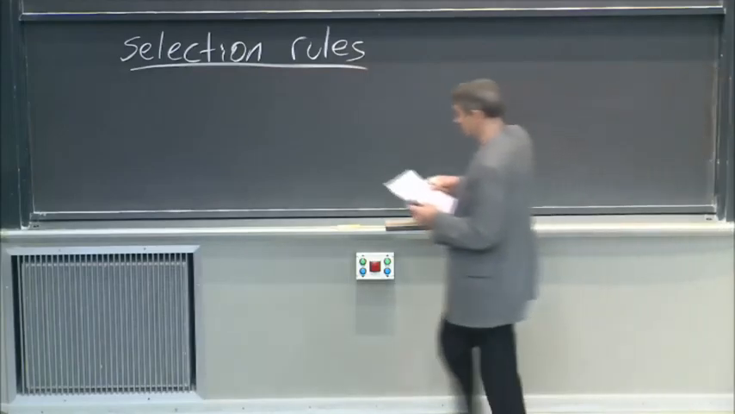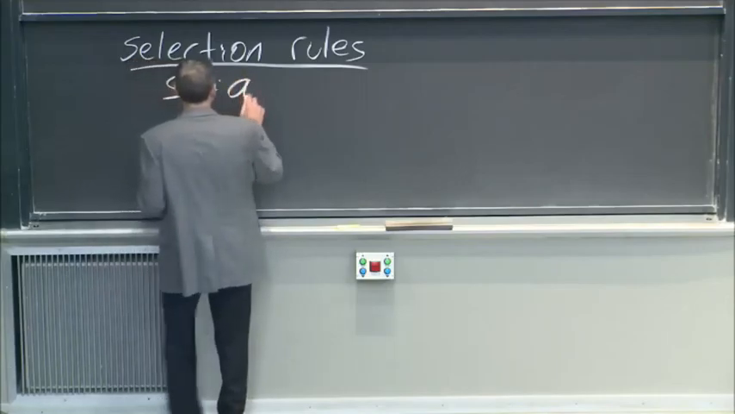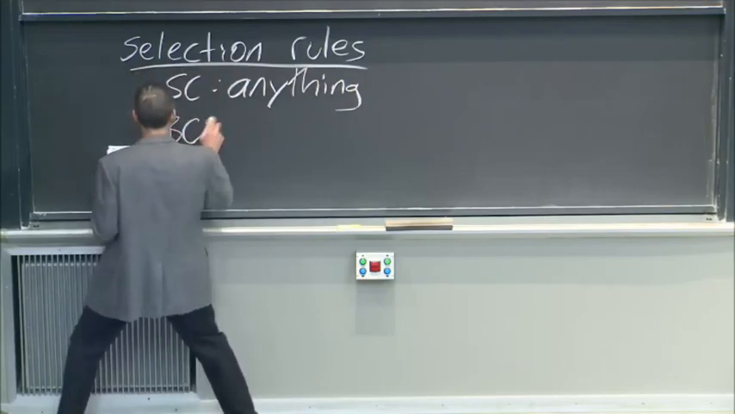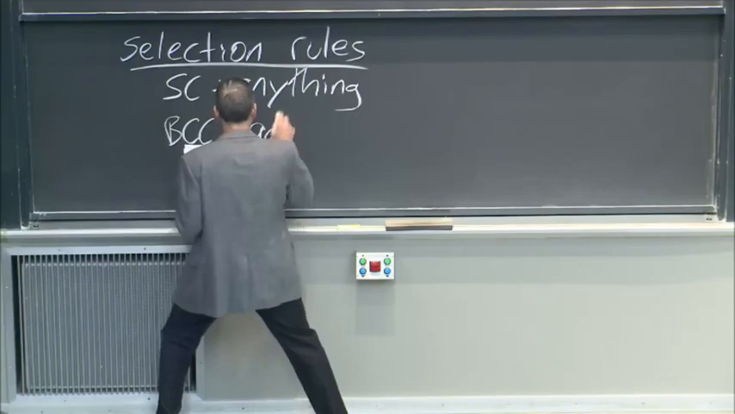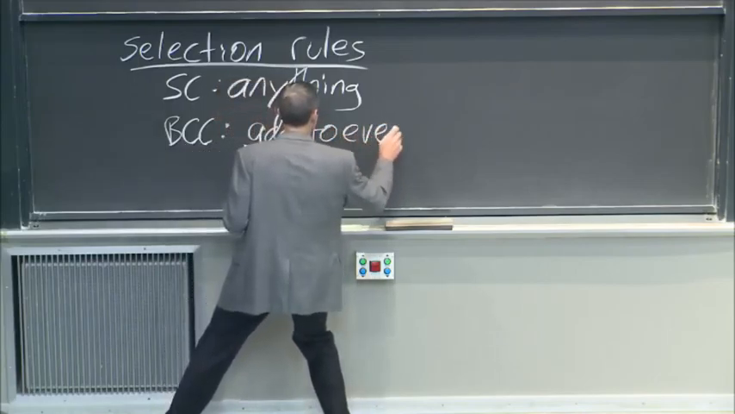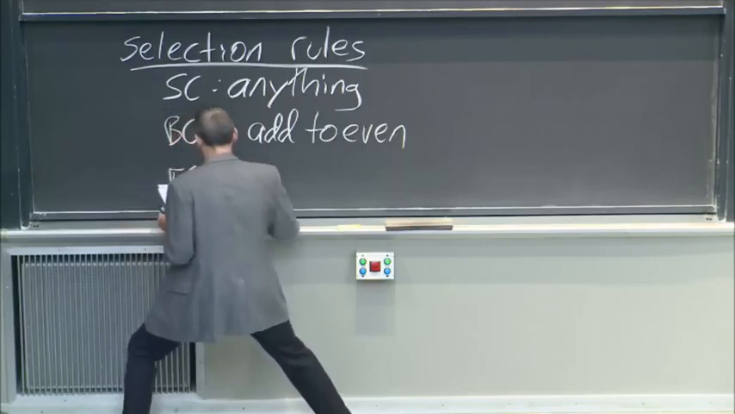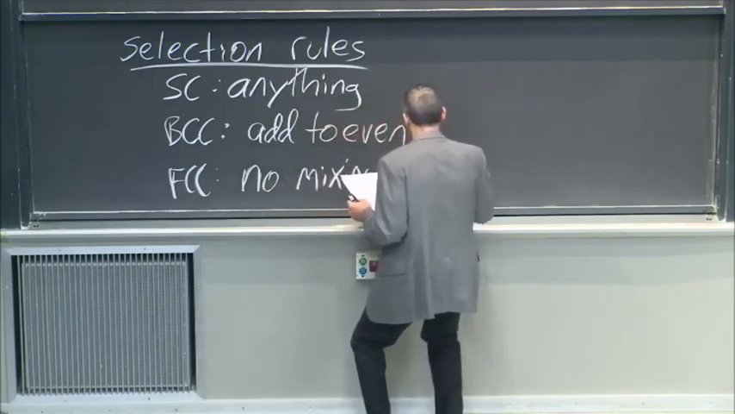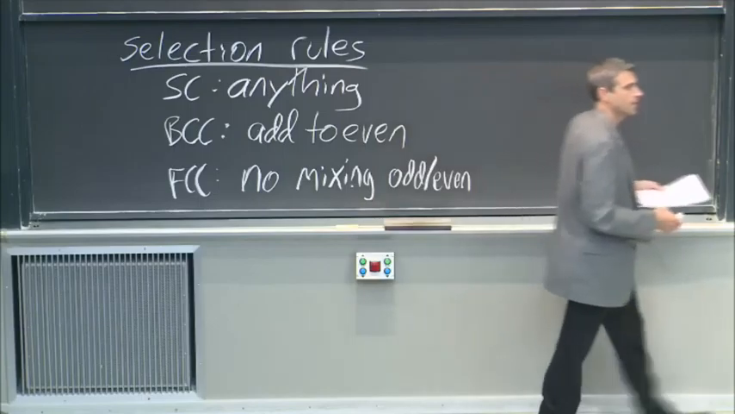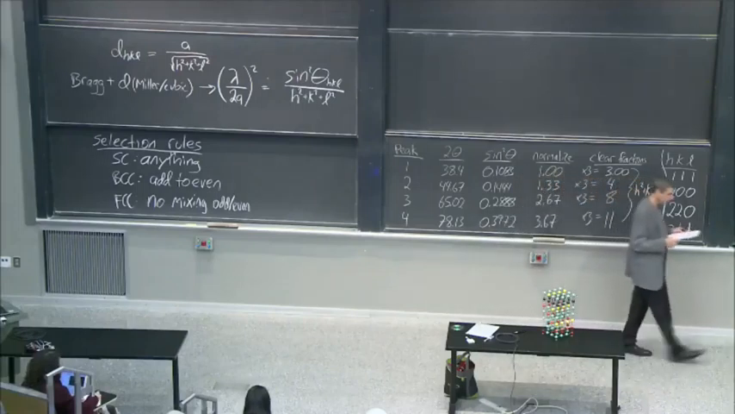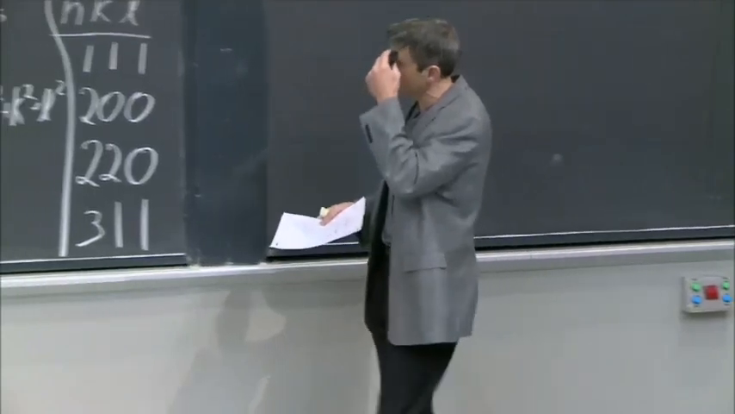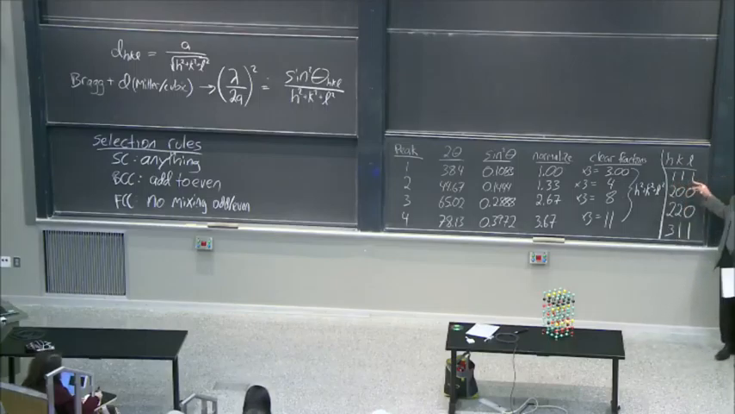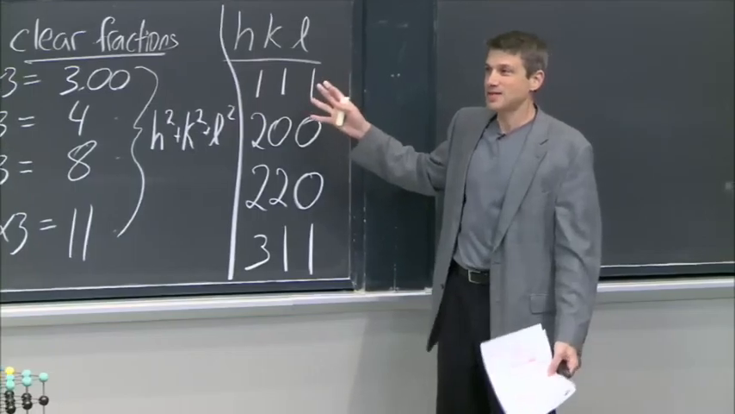And when it comes down to it, for simple cubic, it's anything goes. Oh, polonium. And for BCC, it adds to an even number. And for FCC, no mixing of odd and even. Those are the selection rules. You don't need to know how to derive them, but I do want you to know what they are. So now we can see, if this were a BCC crystal and they had to add to even, 1 plus 1 plus 1 is 3. Bam! It's not BCC, right?